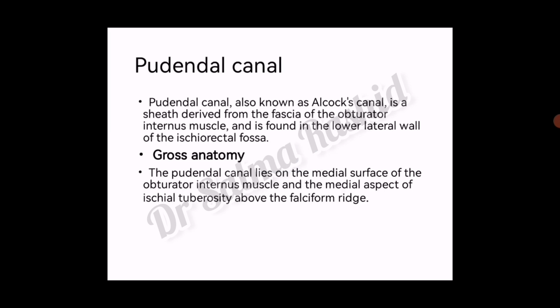Now, the pudendal canal. The pudendal canal, also known as Alcock's canal, is a sheath derived from the fascia of the obturator internus muscle and is found in the lower lateral wall of the ischiorectal fossa. Now, gross anatomy. The pudendal canal lies on the medial surface of the obturator internus muscle and the medial aspect of the ischial tuberosity above the falciform ridge.